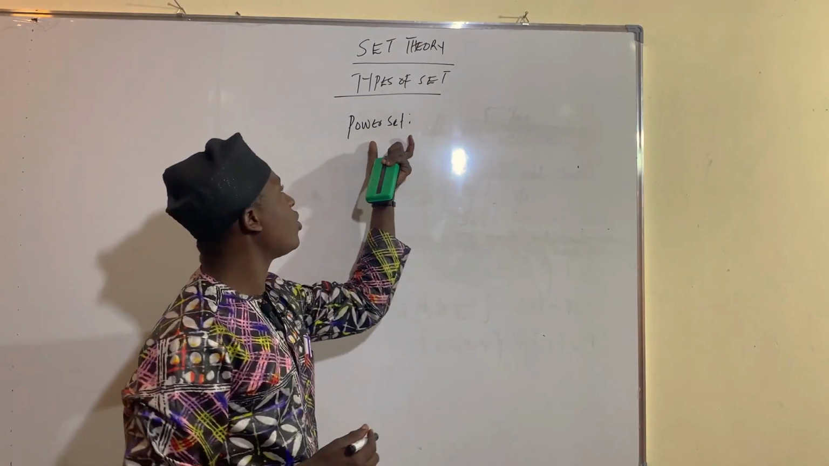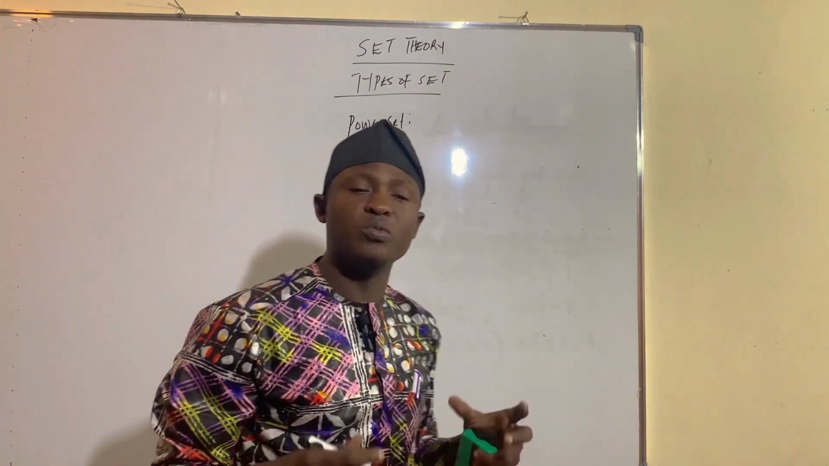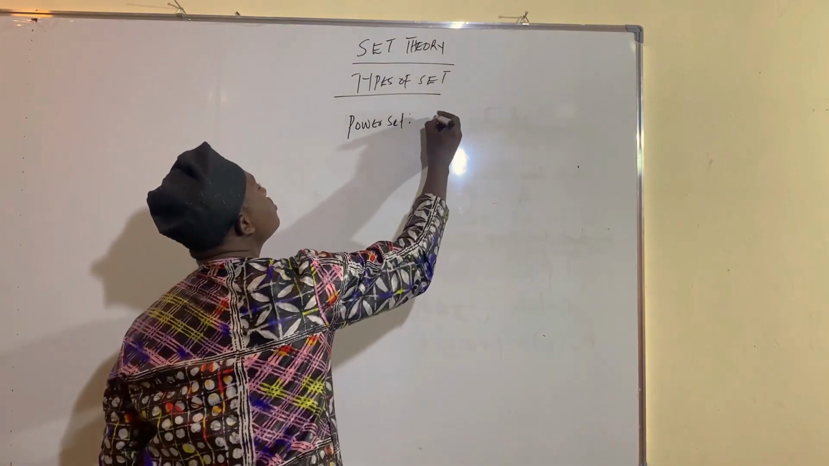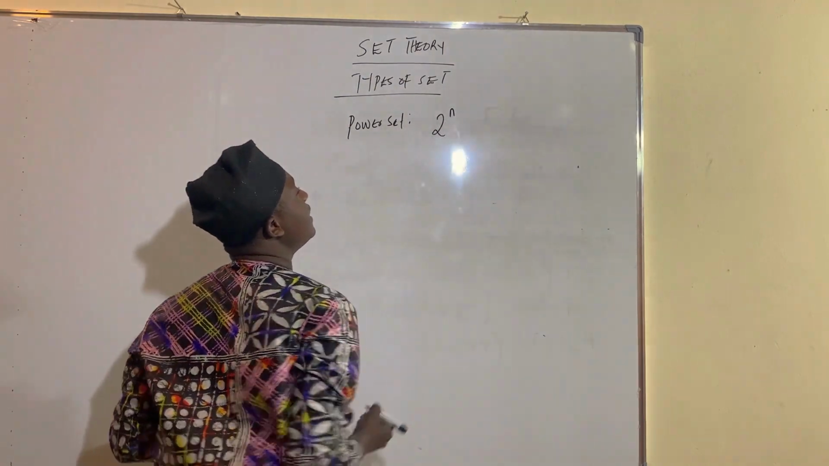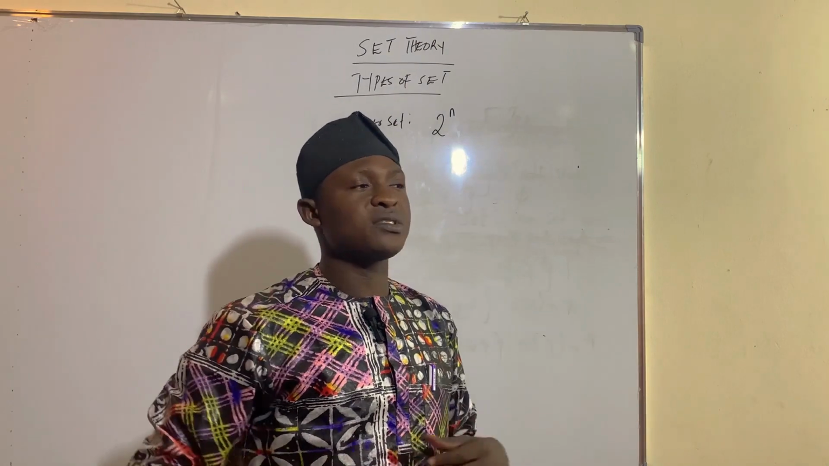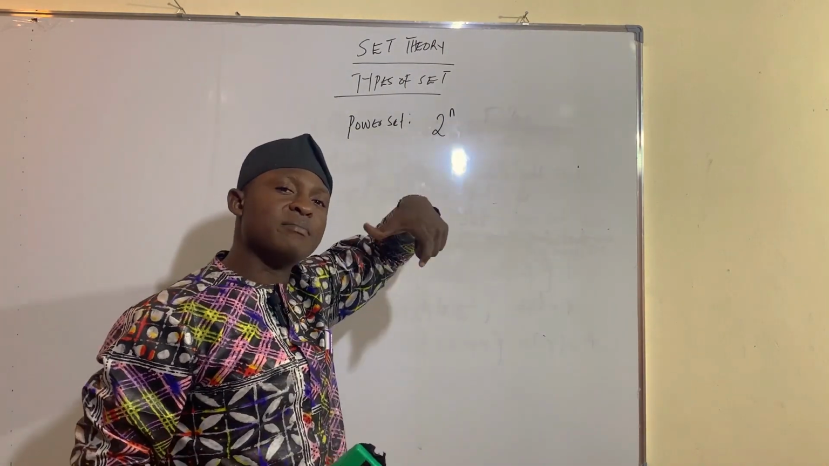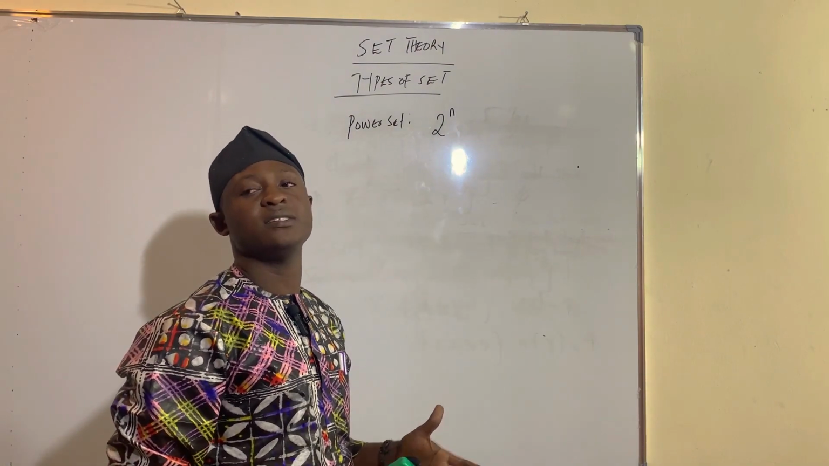So we call it what we call a power set, and that's the formula that we can use to make it simpler. We normally use 2 raised to the power of n for any set. Either the set has 5 elements or 6 elements or 10 elements. This n that we wrote here indicates the number of elements that we have in that particular set.